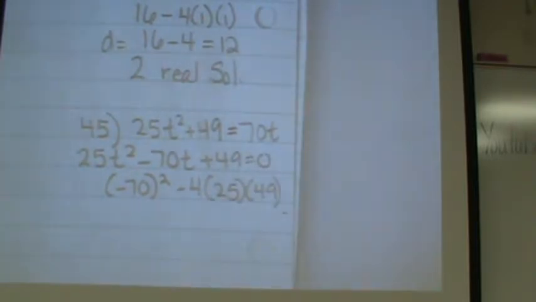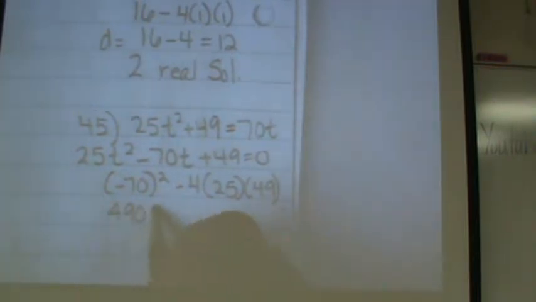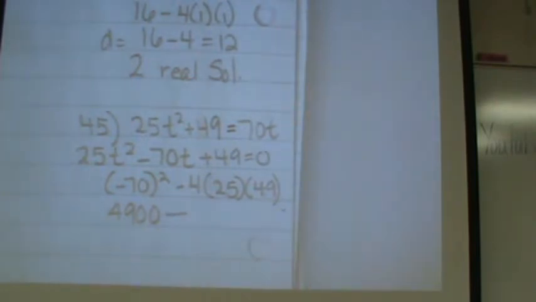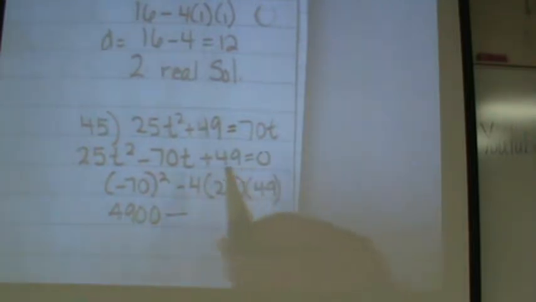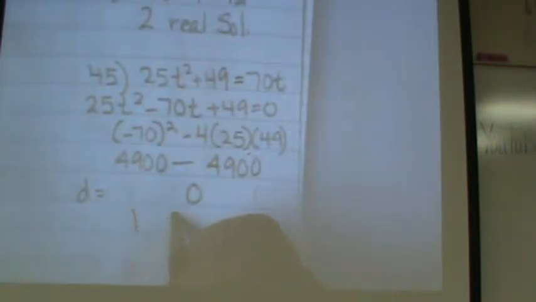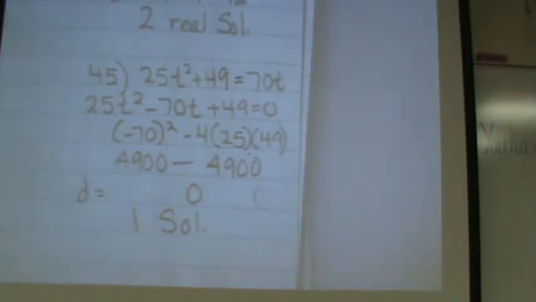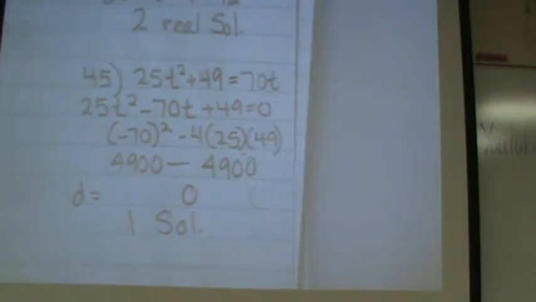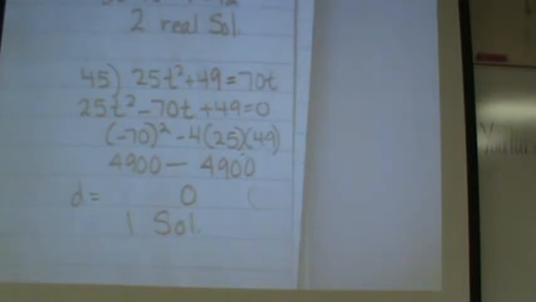Okay, so what is negative 70 squared? 4,900. And then minus 4 times 25, which is 100, multiplied by 49 is 4,900. So this discriminant is 0. That means there is one solution. So that was 45. We can skip 47 and do 49.